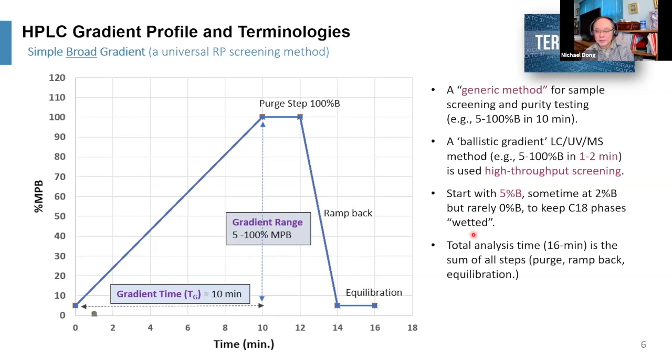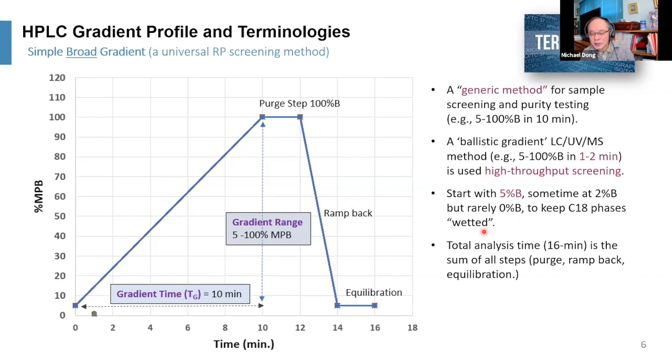Now, why do we start with 5% B, right? Sometimes we can go down as low as 2% B. If you have something that is very water soluble, you have to start low, right? But very rarely do we go to 0% B. You almost never start with water because water has very high surface tension. And there's a phenomenon called phase collapse, where the C18 chains, which are hydrophobic, are not being wetted. If you have water, it will not wet C18, right? They are not miscible. So you need a little bit of acetonitrile or methanol to keep them wetted.